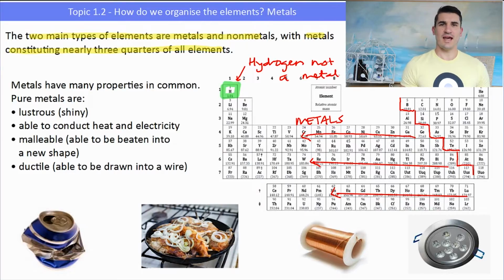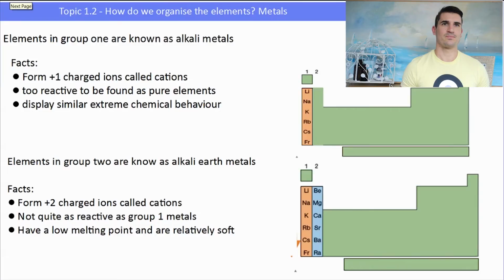Now, metals have the same sort of properties in common. They are lustrous or shiny. They all appear that way. They're able to conduct heat and electricity. They are malleable, which means they can be shaped. And they are ductile, which means they can be drawn into thin wires. So for example, cans, cars, car parts, they're malleable. Cooking pans conduct heat, so they're made of metal. And copper wires, they're ductile. They've been made into wires so that we can generate some electricity. And then also things like lights conduct electricity.